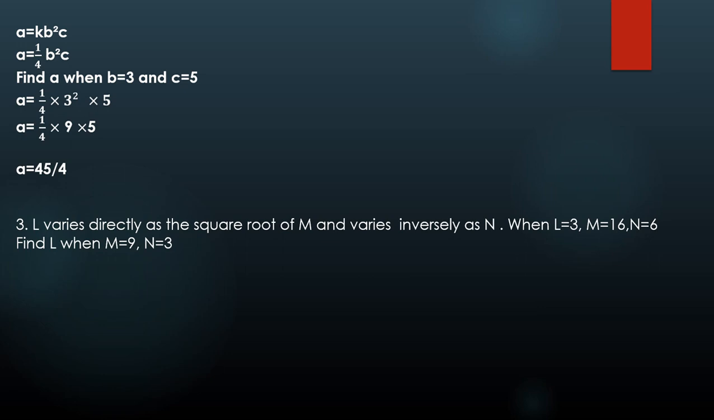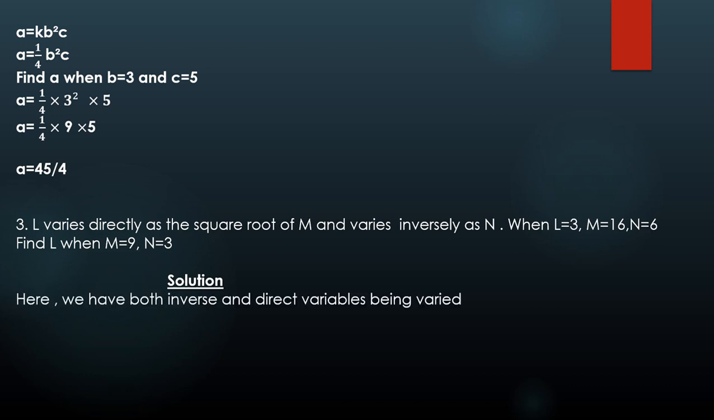So here we have L varying directly as the square root of M. So let's represent that. L varies directly as the square root of M in our direct variation. We know how it should be. Something like this. So L varies directly as the square root of M, and the same L varies inversely as N. It varies inversely as N. So here I have it also, which means the square root of M also varies inversely as N. That's what it means here. There is no point going into that.